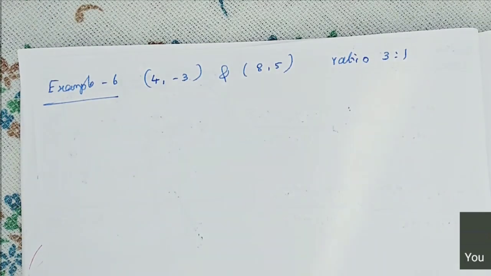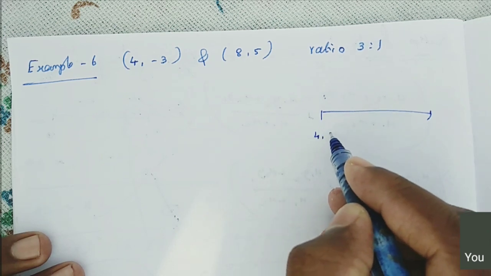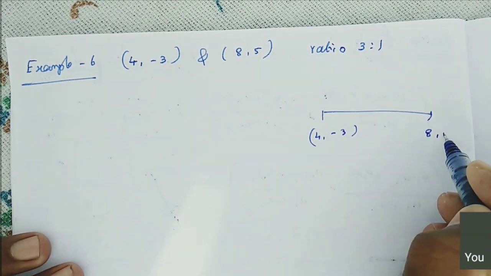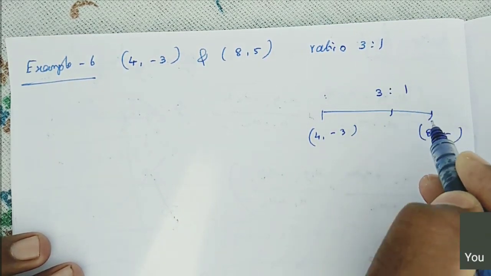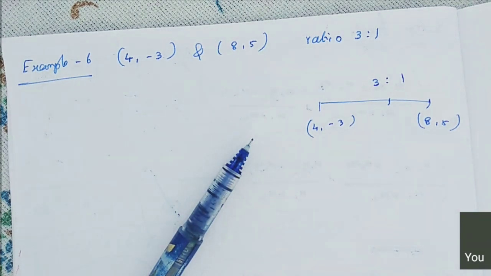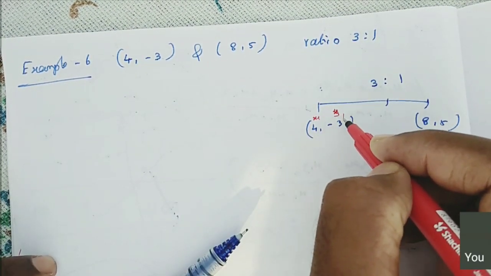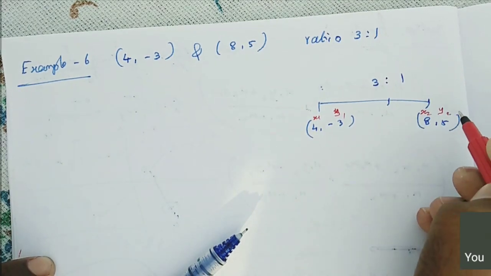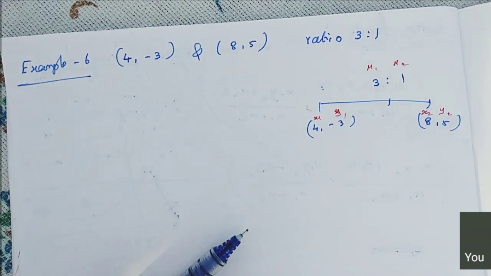Okay, listen, are you clear? There is a line here. The first point is 4 comma minus 3, the last point is 8 comma 5. We should find one point that divides the line segment by 3:1. So we can assume x1, y1, x2, y2, m1, m2.